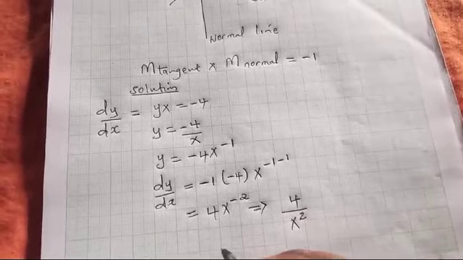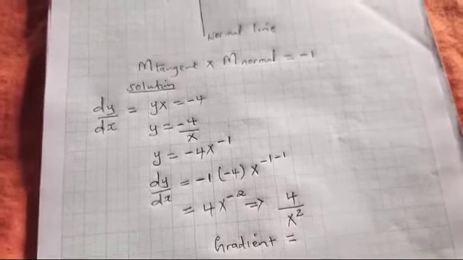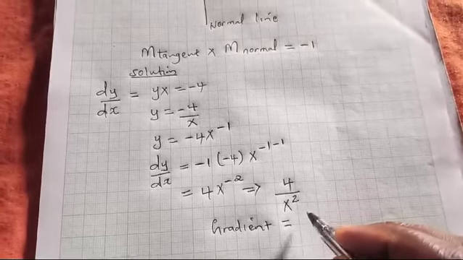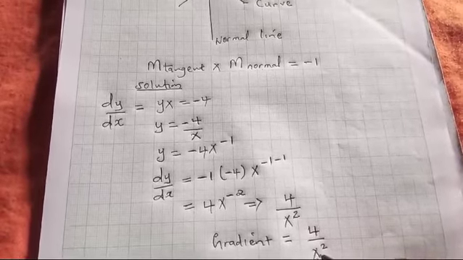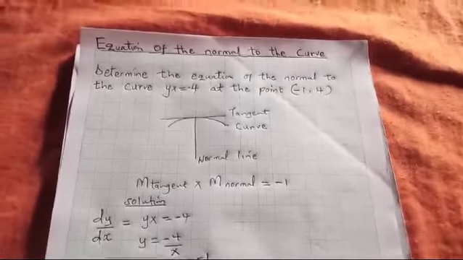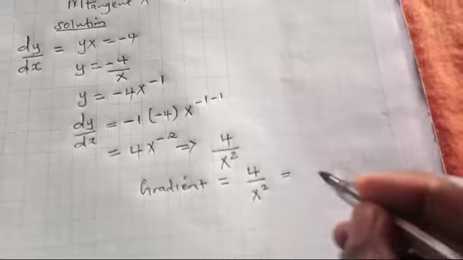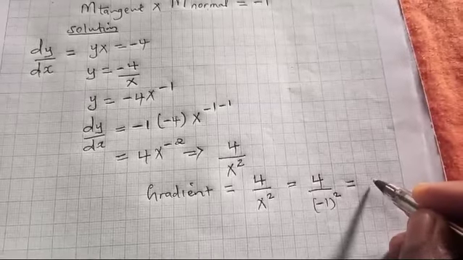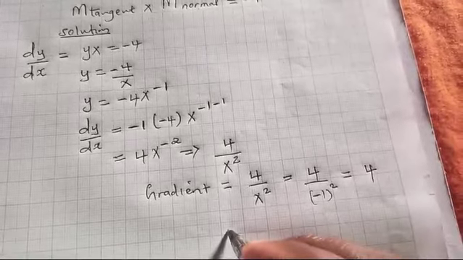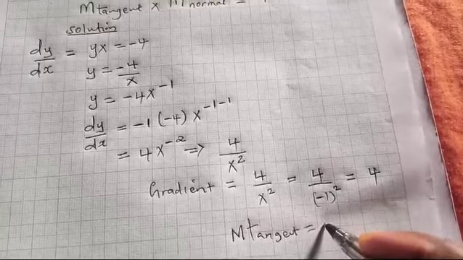Now let's go ahead and find the gradient. The gradient is given by 4 over x squared. We are going to substitute the x value into what we have here, and the x value is in fact -1. So we bring that -1 and substitute in this x. So we are going to have 4 over (-1) squared. This one will give us 4. So the m tangent is in fact 4.